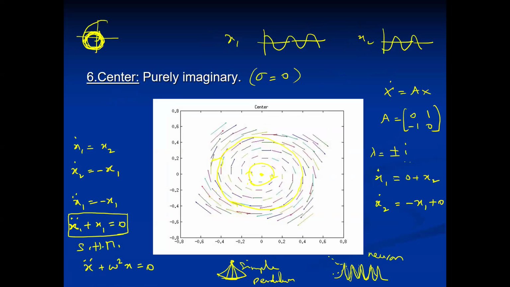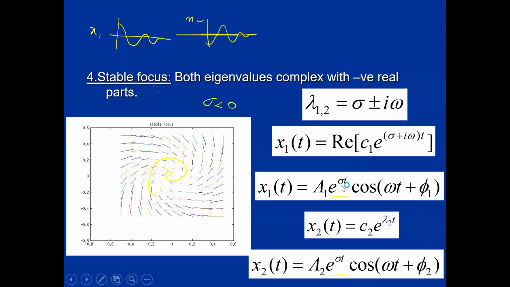Now we have seen what happens when lambdas are real and when lambdas are complex. We have one more special case where lambdas are complex, but purely imaginary. The real part is 0. Then what happens? When the real part is 0, that means e power sigma t, sigma is 0, right? Lambda is sigma plus i omega. So sigma is 0, which means lambda is purely plus or minus i omega.